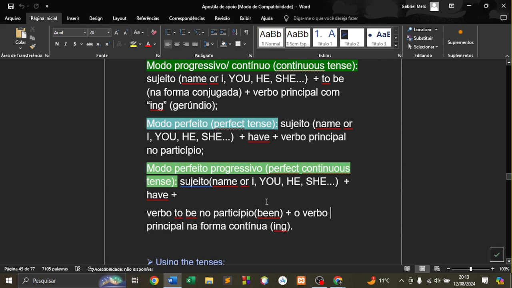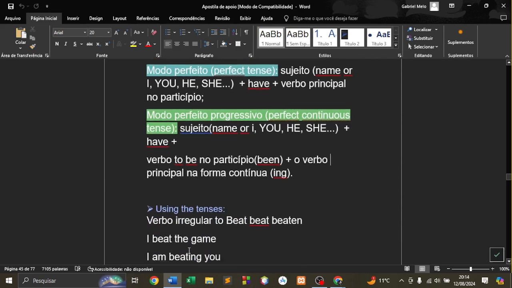So have plus the verb to be in the participle, been, and the main verb in the gerund. Example: I have been studying. This is a perfect continuous tense. It has the auxiliary verb to have, I have, the auxiliary verb to be, been, and the main verb in the continuous, or in the gerund. I have been trying, I have been studying, I have been playing, I have been exercising, anything. All right.